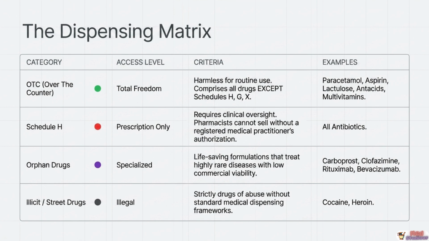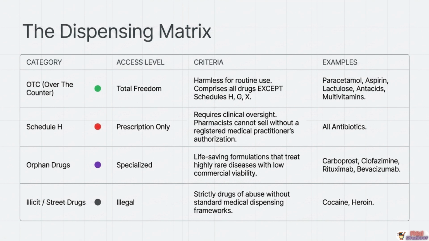In India, OTC drugs are operationally defined as all drugs that do not fall under Schedule H, Schedule G, or Schedule X of the Drugs and Cosmetics Act. Classic examples include paracetamol for fever and pain, aspirin, lactulose for constipation, antacids, and standard multivitamins.